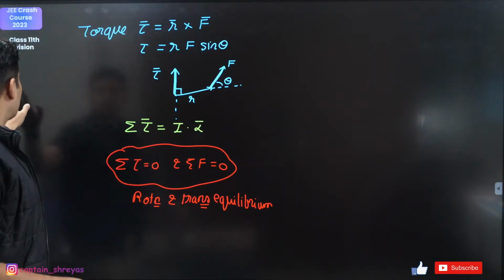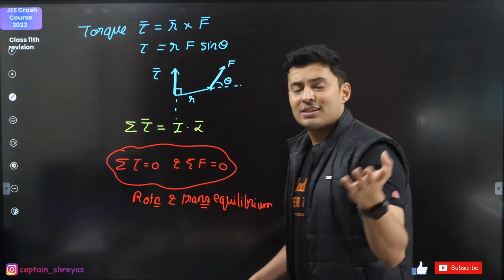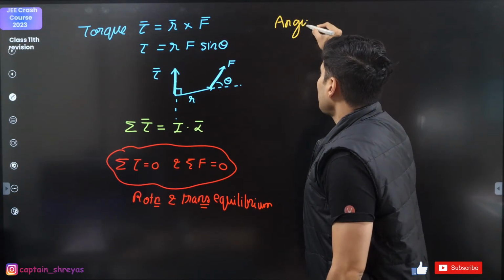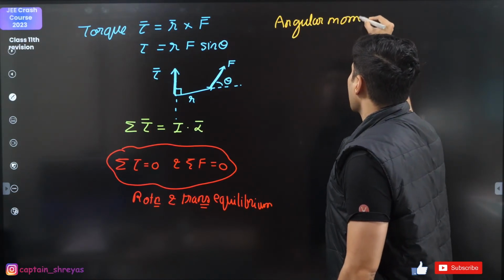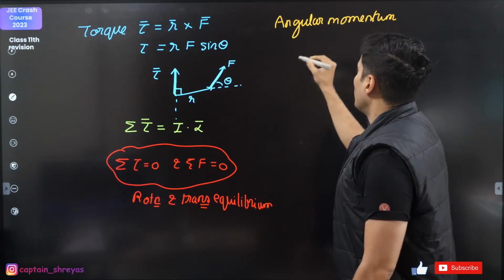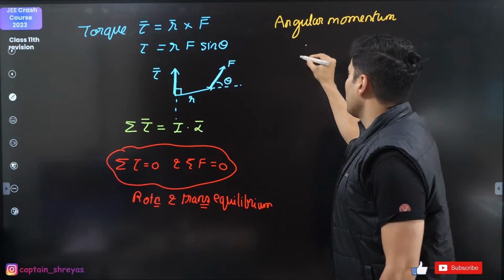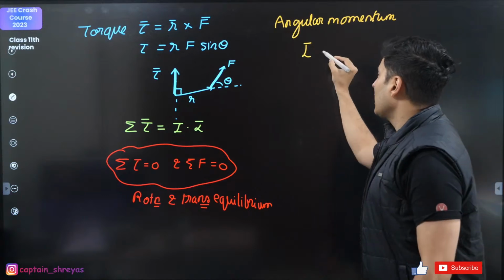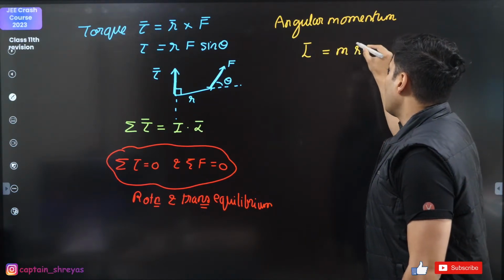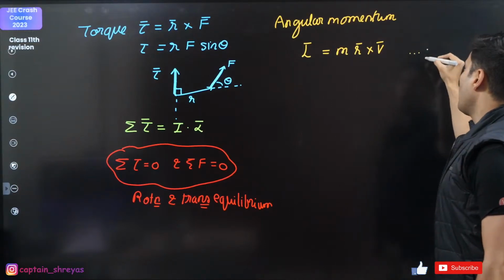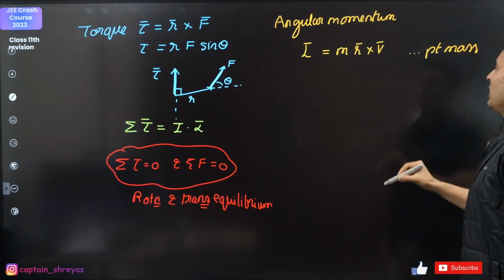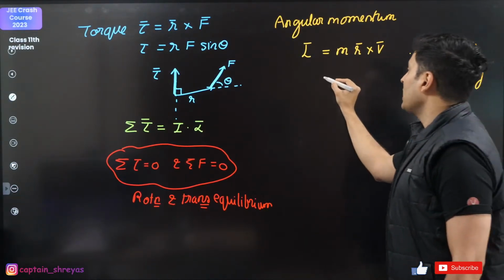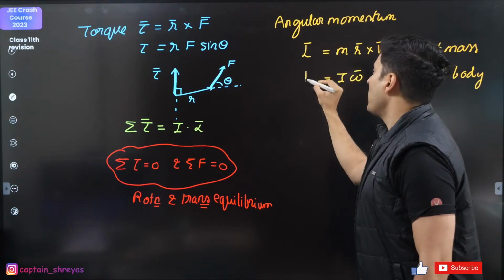Now this torque is also related to another quantity called angular momentum. Just like you have momentum, you have angular momentum. So there are two formulas for angular momentum. If, for example, you have just a point mass, not a big body, then the angular momentum is given by m r cross v. This is for a point mass. But if you have a rotating body, then it is moment of inertia into omega.